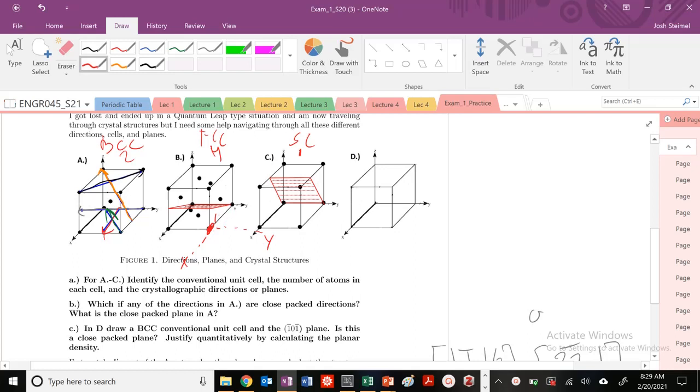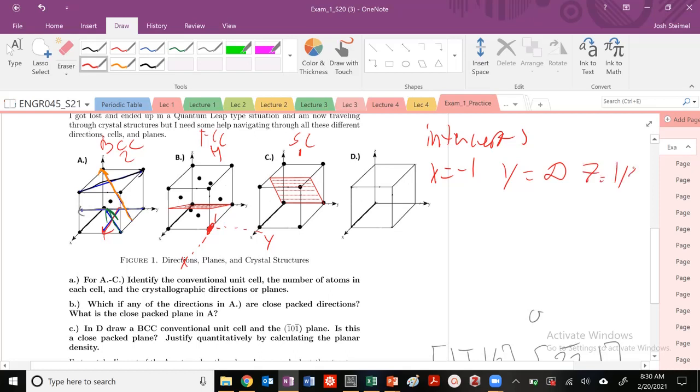So where are my intercepts? My intercepts are x equals minus 1. Do I ever intercept y? Nope, so y equals infinity. And then do I ever intercept z? Yep, I intercept z at 1/2. So when I do my HKL indices, those are the inverses, so h equals 1 over x. My indices are going to be 1 bar, 0, since 1 over infinity is 0, and then 2. That's it. So 1 bar, 0, 2. That's what we have for the first plane.